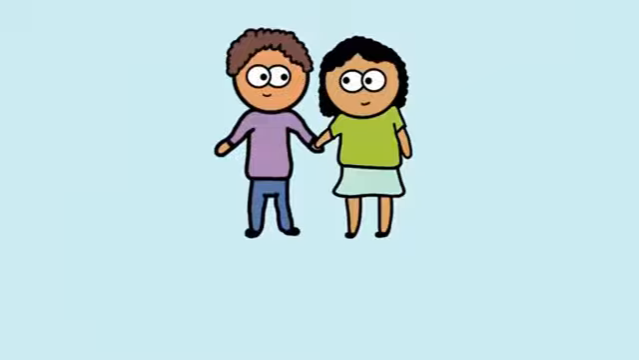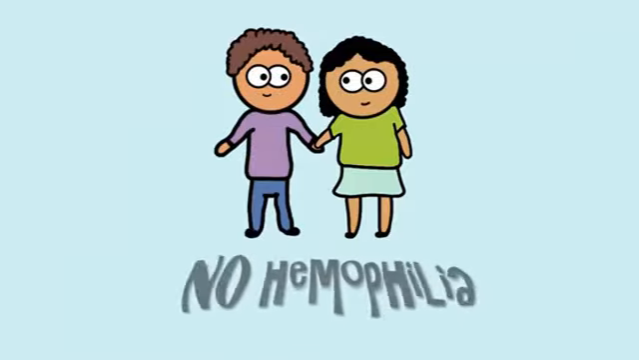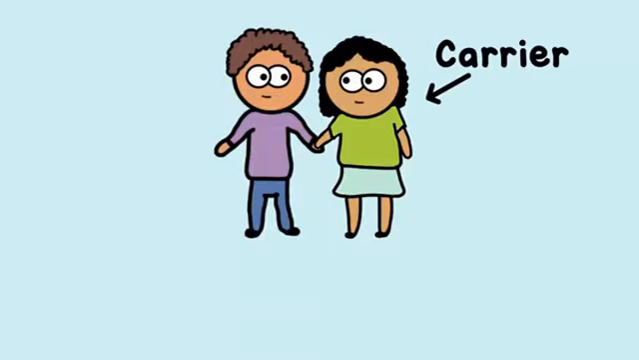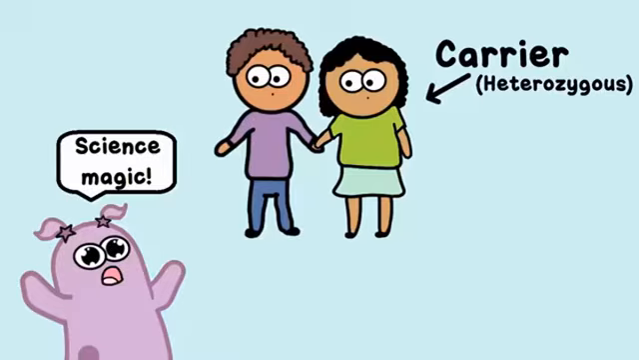So let's say that 2 people that do not have hemophilia have children. However, let's say that the woman is a carrier. That means she is heterozygous. How do you do a sex-linked Punnett square cross for this kind of trait?